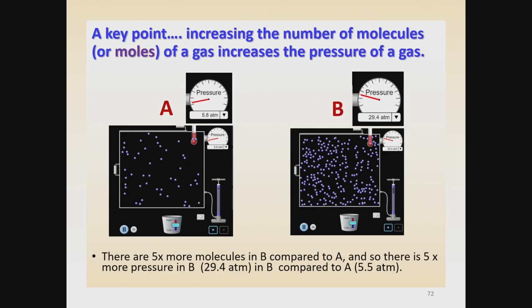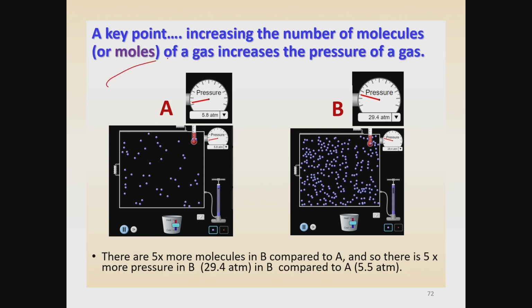Okay, so now we're going to investigate how pressure or volume affects a chemical reaction by Le Chatelier's principle. But before I talk about this, there's a key point that you need to understand. You need to know the relationship between the number of molecules or moles of a gas and the effect it has on the pressure of the gas. And this isn't so difficult to understand.